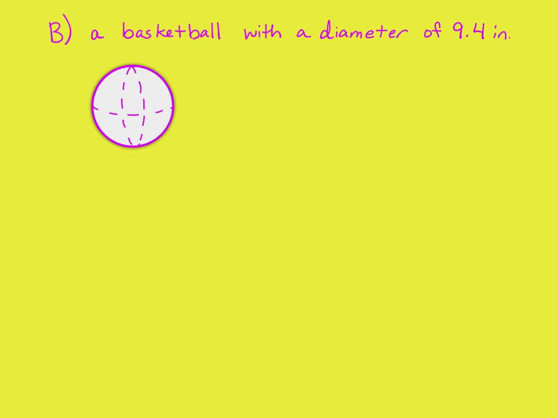We do need to remember the fact that a diameter goes all the way across a circle. It does not go halfway like a radius does. So it gives you that the diameter is 9.4 inches, but that is not the radius. So we do need to remember that radius is half of the diameter, or halfway across. In this case, the radius would be half of 9.4, which is 4.7 inches. And so now we're ready to begin by plugging into our formula.